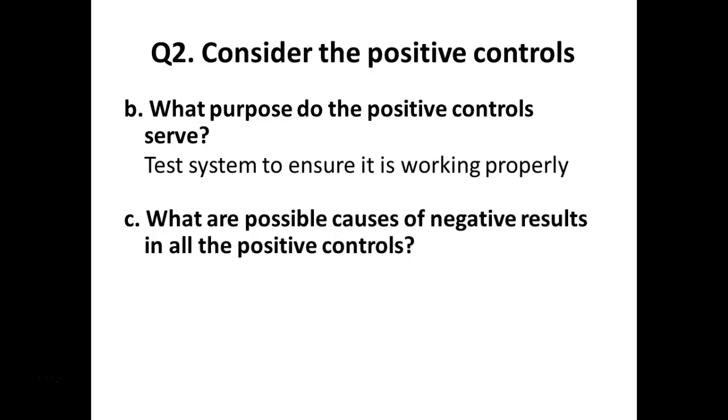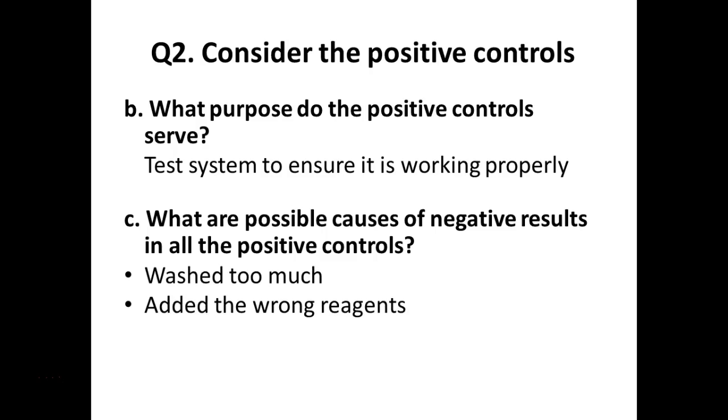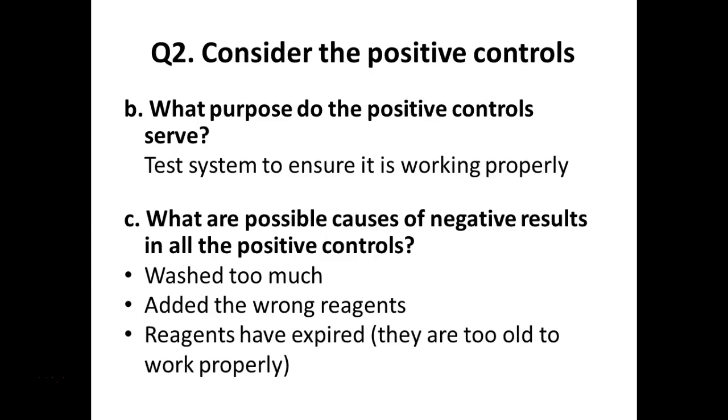So we want to ensure it's working properly. What happens if we get negative results in the positive controls? Can we use the results for our unknowns? No, it invalidates it, right? Something went wrong. We may have washed too much, right? We might have added the wrong reagents.